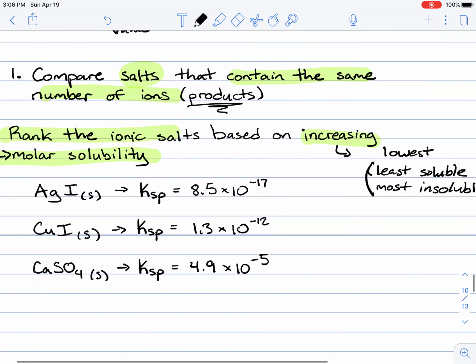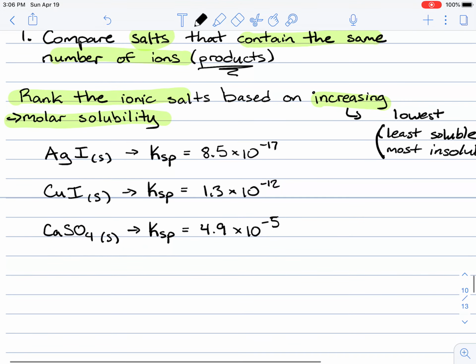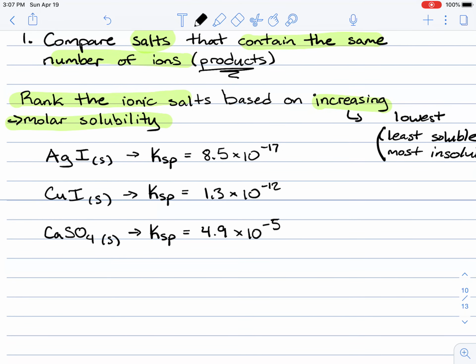All right, so we're going to take a look at three substances, and all of these substances are different. They have different cations, different anions, and the Ksp value is already given to us. We're going to use this Ksp to determine the molar solubility of each of these slightly soluble, mostly insoluble compounds, and then rank them. To do so, we need to set up a chemical equation, an ICE table, and a mass action expression, and solve for the value of S.